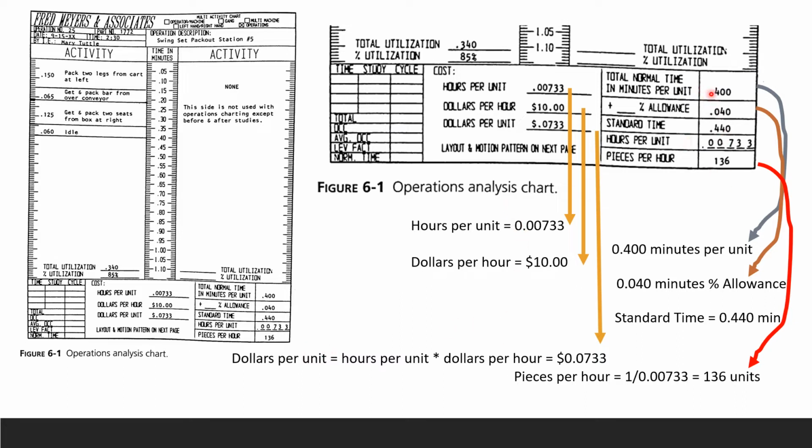On this side, you're going to see the total normal time in minutes per unit. Every unit, we're taking 0.400 minutes to finish that operation. This is your percent allowance, which is a break. We call it a break. That operator is taking 0.040 for break. For the standard time, you add this, and you get 0.440 minutes that the operator is spending to pack out one set.